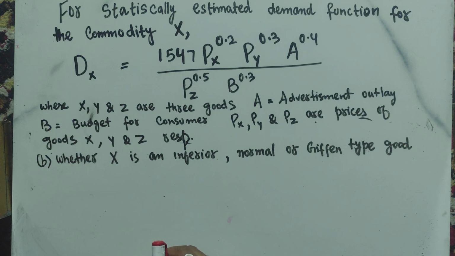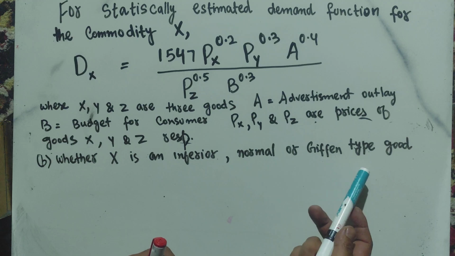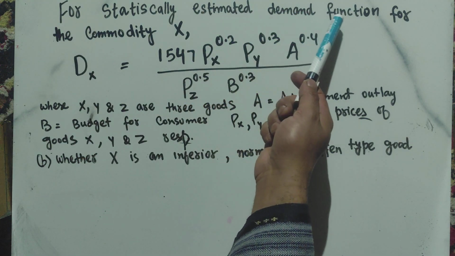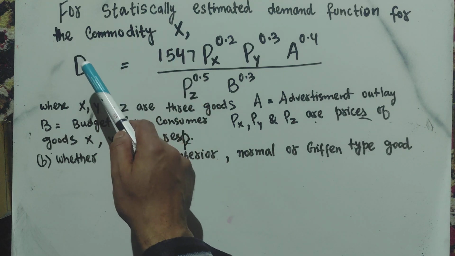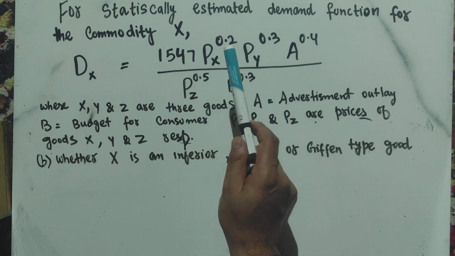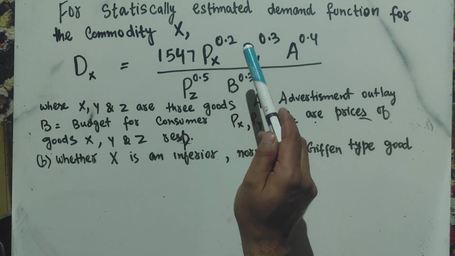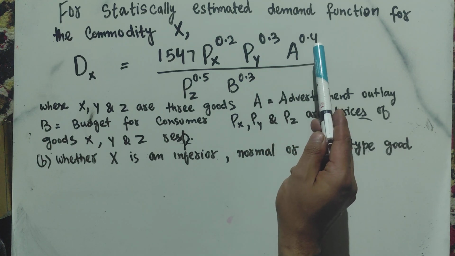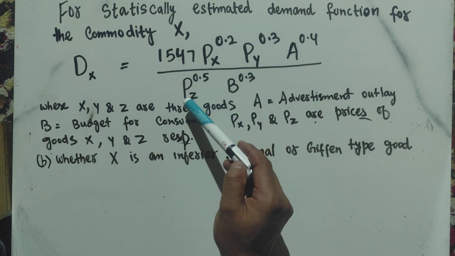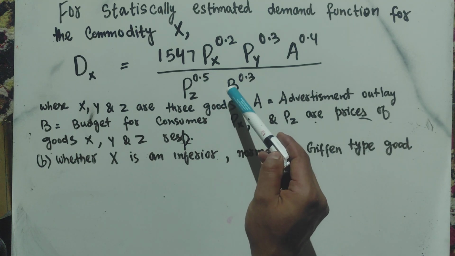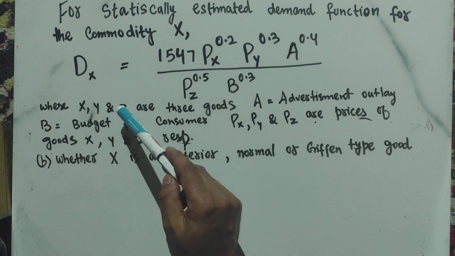In this video, we will learn whether good X is an inferior, normal, or Giffen type good given the demand for good X. For a statistically estimated demand function for commodity X, demand for good X is equal to 1547 times (Px raised to the power 0.2 times Py raised to the power 0.3 times A raised to the power 0.4) whole divided by (Pz raised to the power 0.5 times B raised to the power 0.3), where X, Y, and Z are three goods.